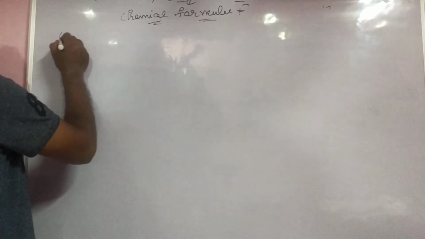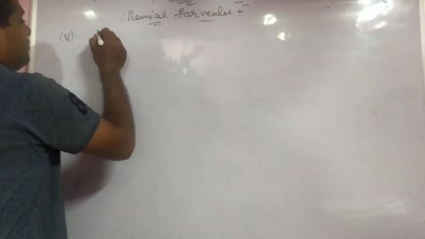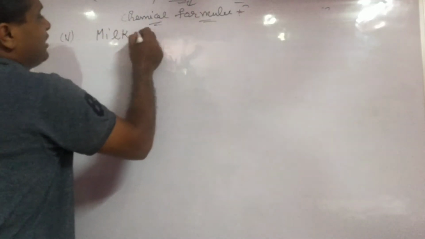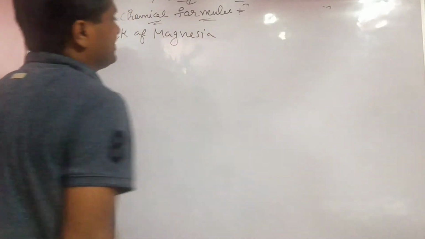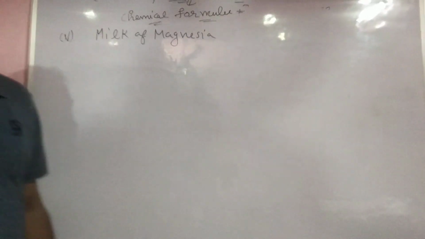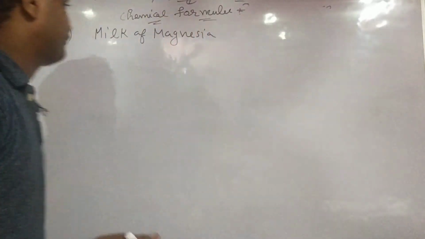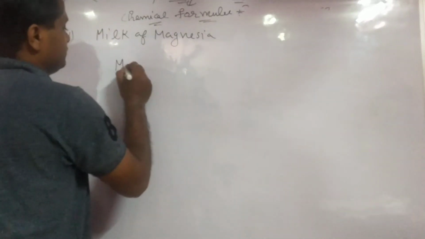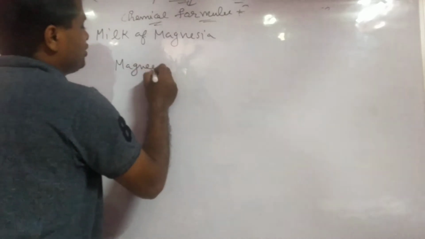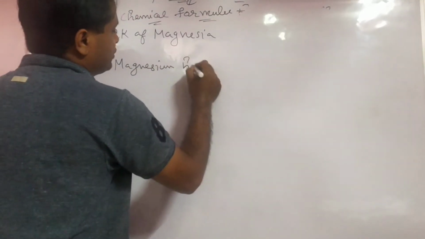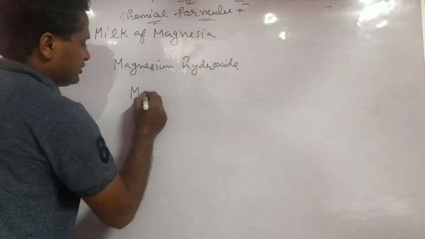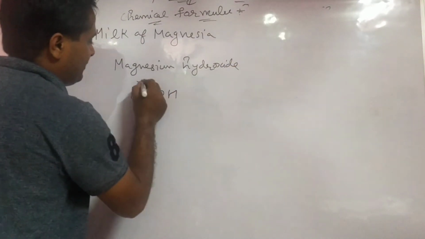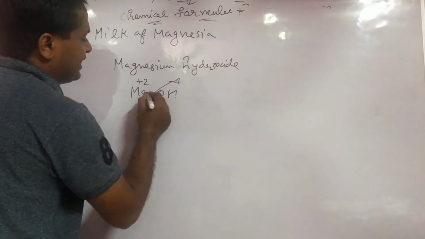Now we do the next one, fifth. Milk of magnesia. It is an antacid, used to remove the acidity from the stomach. That is magnesium hydroxide. Mg is 2 positive, hydroxide is 1 negative.